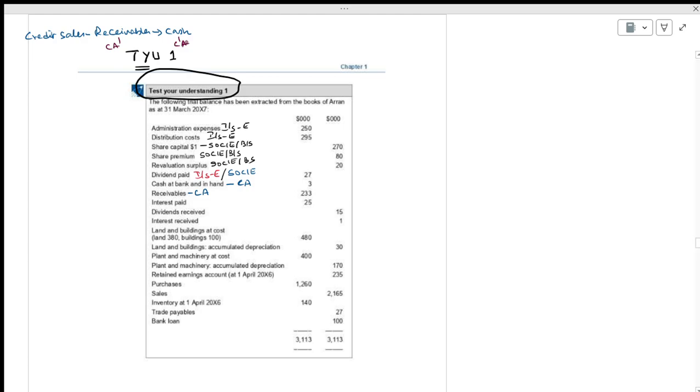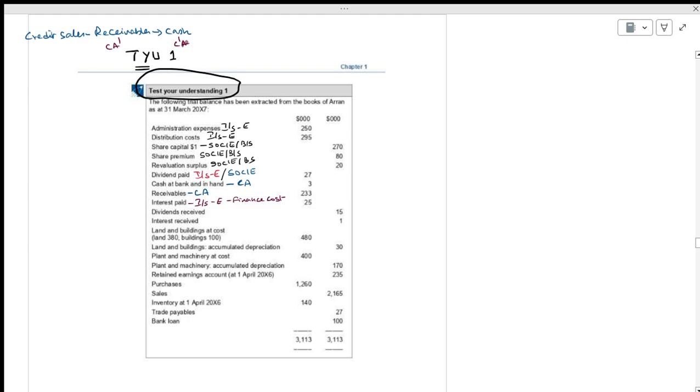Interest paid. Income statement. It is an expense. Finance cost. You are paying interest. It is a finance cost.